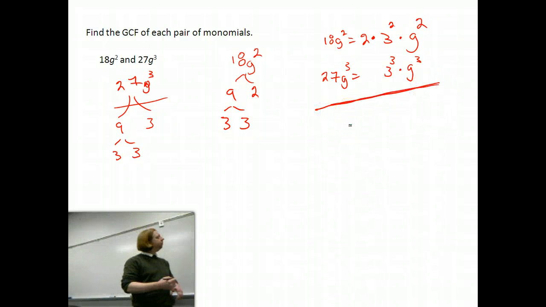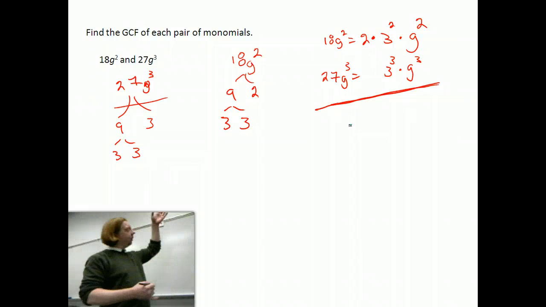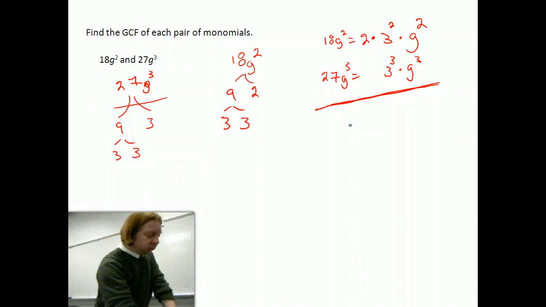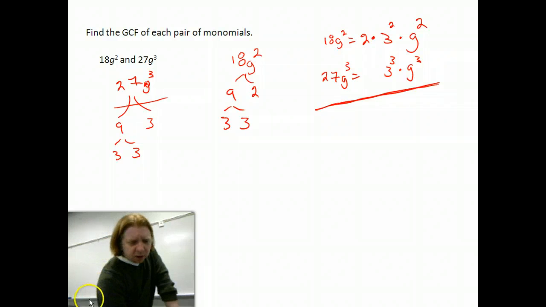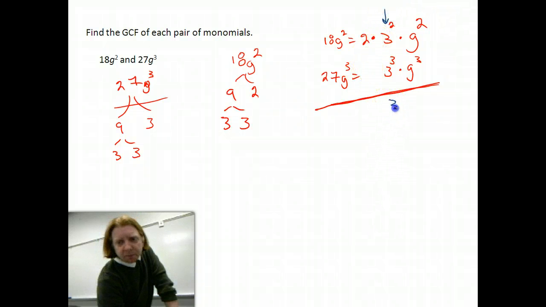All right. So yeah, when I look at what I'm pulling down, as Chelsea is saying, I'm going to go through and pull down in the 3 column, the 3 squared. In the g column, I pull down a g squared. And I'm therefore left with 9g squared as my GCF.